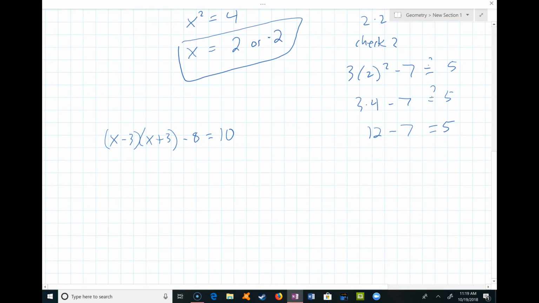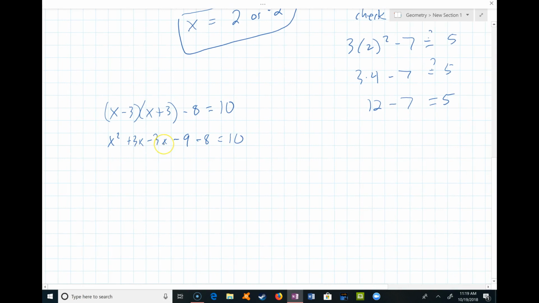So here, in this case, we're going to have to do some simplifying, aren't we? So x times x is x squared, and x times 3 is 3x, and negative 3 times x is negative 3x, negative 3 times 3 is negative 9, minus 8 is equal to 10. So then notice that the 3x minus 3x is 0, so we end up with x squared minus 17 equal to 10. So then we add 17 to both sides, and we get x squared is equal to 27.